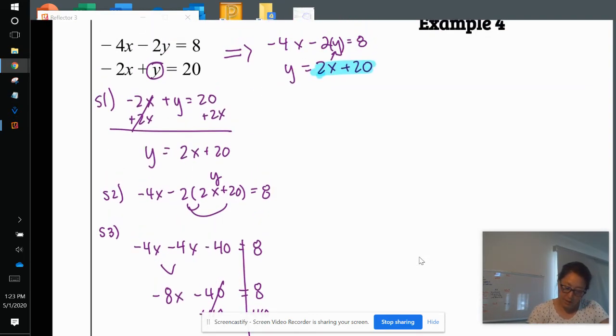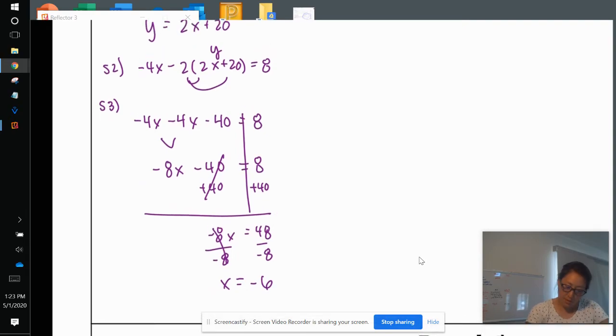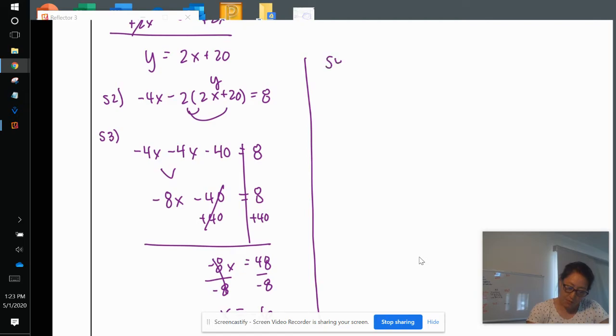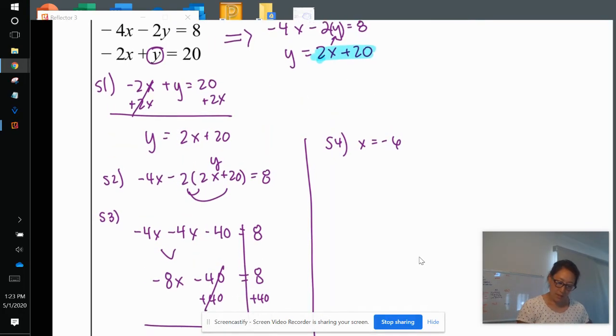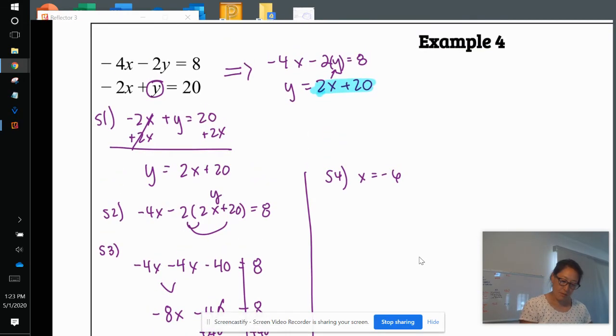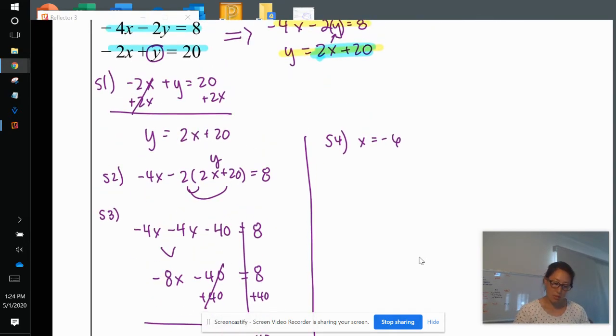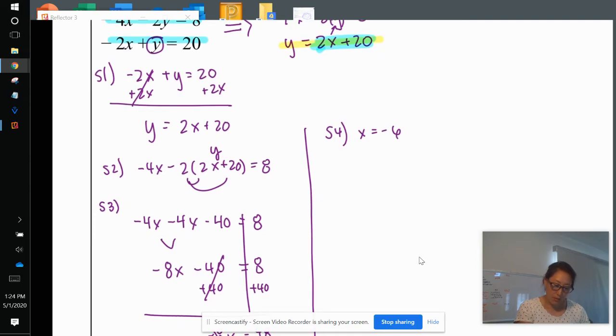Okay, so to keep things neat, I'm going to put a line. And then I'm going to say step number 4 is I'm going to use x equals negative 6 and plug it in. You can either plug it into the original equations, or you can plug it into one of your reworked equations. I'm going to go ahead and plug it into one of the reworked equations. I'm going to go for this guy.